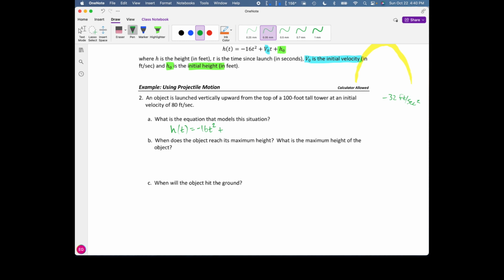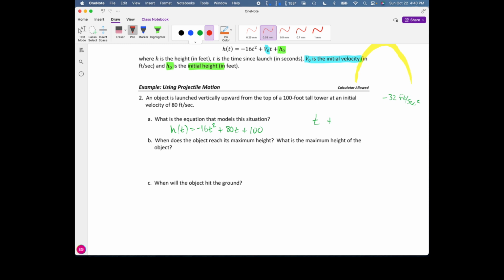Next, we have plus the velocity. So our velocity was 80. And t, don't lose your t there, plus the initial height was 100. So you might notice I'm making my t's have a little tail on the end. That's so that they don't look like the plus signs. It's really easy to lose track of your t's and your pluses when we're doing this. So just be careful.